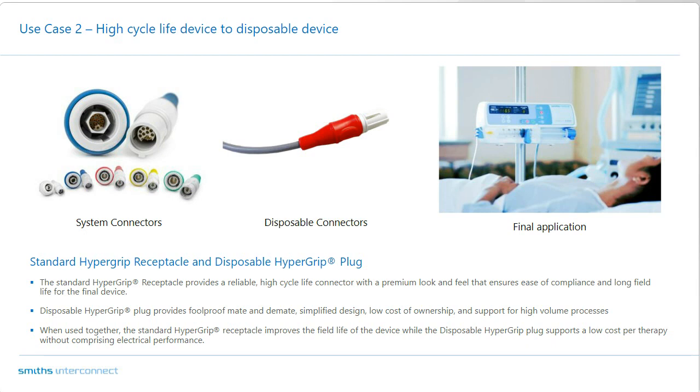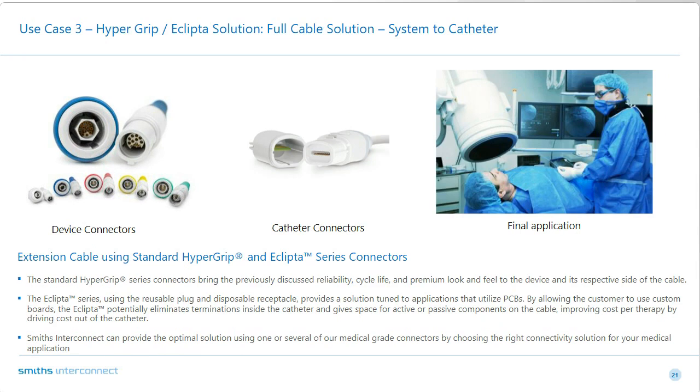And last but not least, let's look at a bigger picture. Back to a situation like case one. This time, let's think about it as the full cable. Cables don't always have to use a single connector series. As we talked about earlier, Smith has multiple options for applications. So this time, we're going to take a look at an extension cable like you would see in electrophysiology, EP mapping, things of that nature, where you have an extension cable out to a catheter. The standard Hypergrip series on one end would provide that high cycle life, the reliability, and that premium look. And it would also, again, ensure that your cable has a high level of reusability.